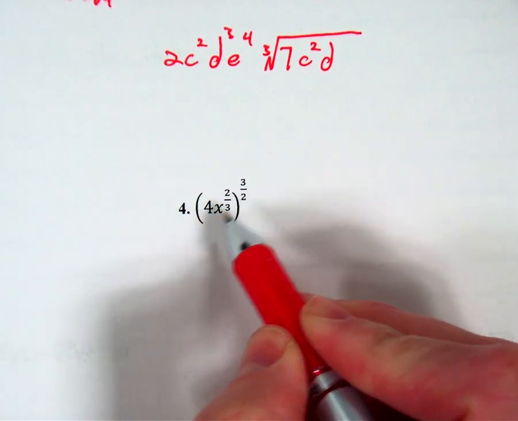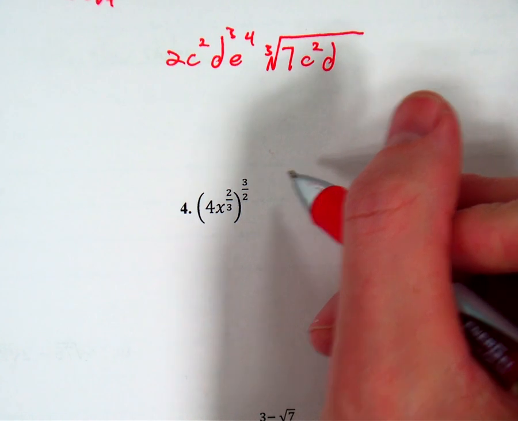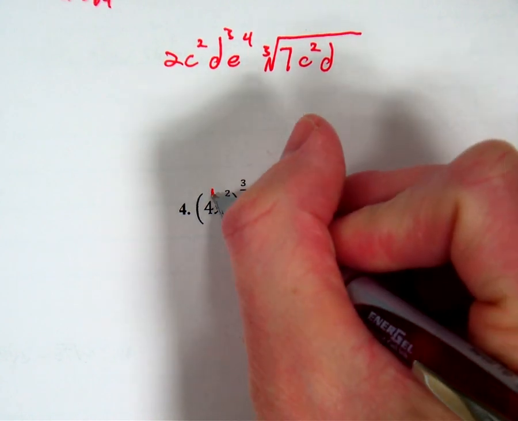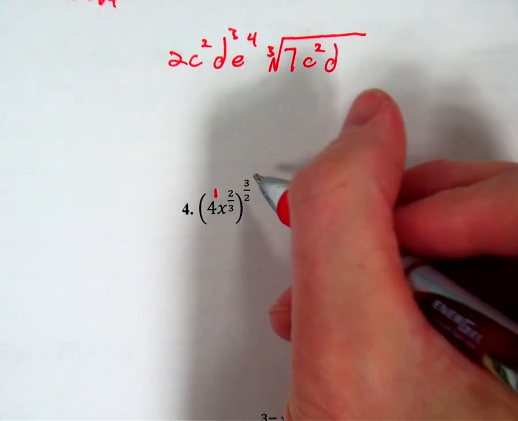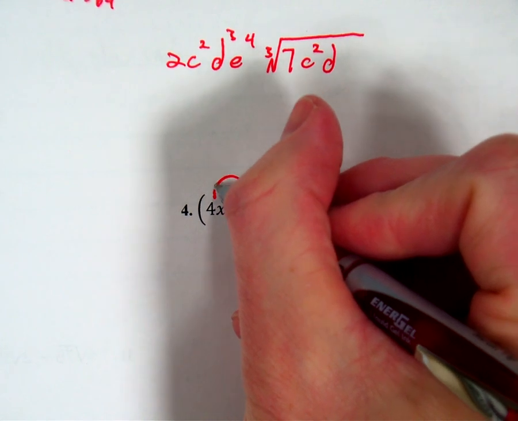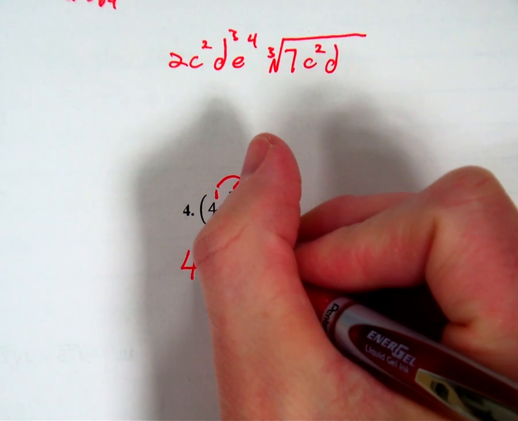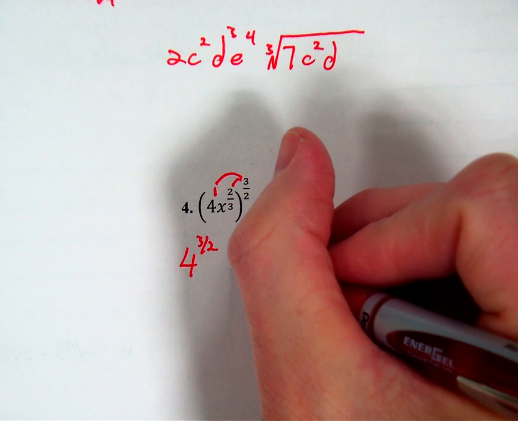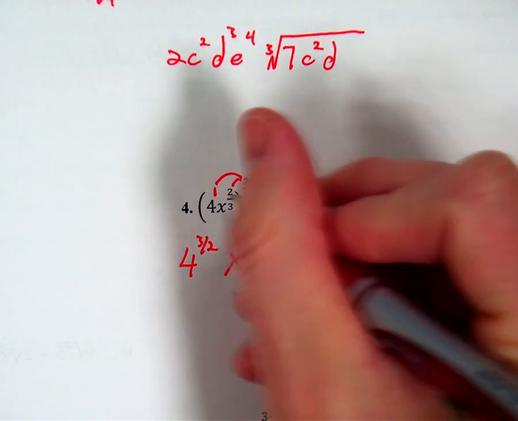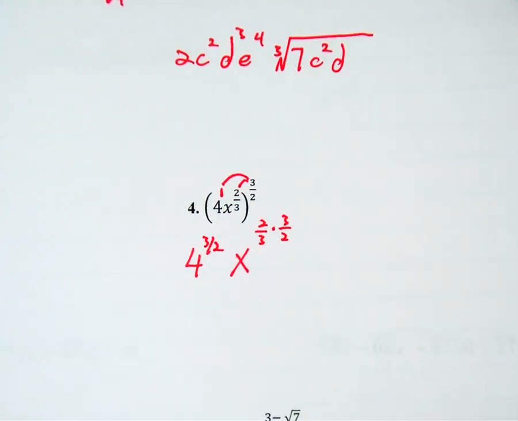Now when we have parentheses to a power, we're going to multiply the powers. So it's important here that we put a little 1 up top for the first power, so we don't make a silly mistake and end up doing 3 halves times 4. We're doing 3 halves times 1. So this is 4 to the 3 halves power, and then we'll have x. I'm going to write them both here, just so you could see it playing out. X to the 2/3 times 3 halves power.